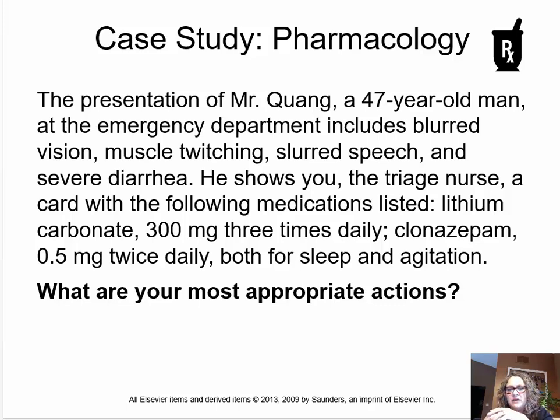Some things that we would be concerned about here, especially with blurred vision, muscle twitching, slurred speech, and severe diarrhea, would be lithium toxicity. So we would want to get more information. When was the last time he took his lithium? Has he been taking it as scheduled? Has he been taking it more? And then we would want to request a lithium level. What other actions do you think that you would want to do?